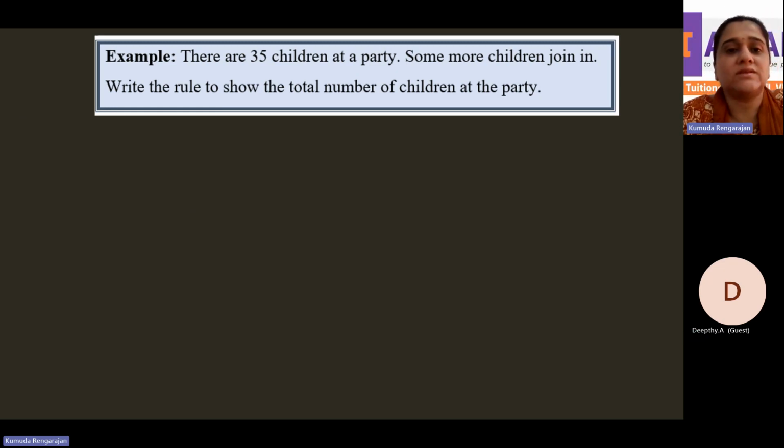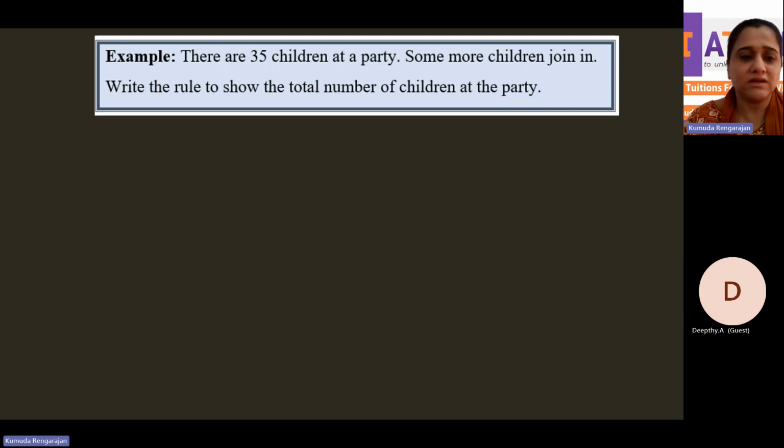So look at the first question. There are 35 children at a party. Some more children join in. Write the rule to show the total number of children at the party. 35 plus X. Or any variable, right? 35 plus A or 35 plus B.